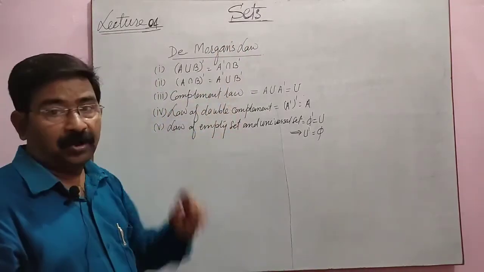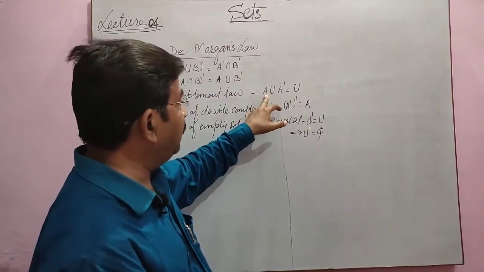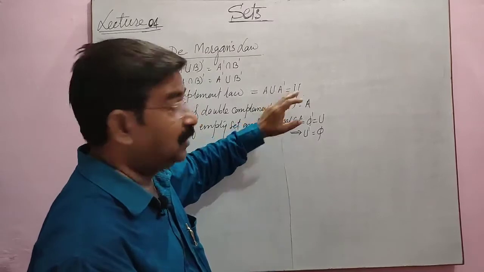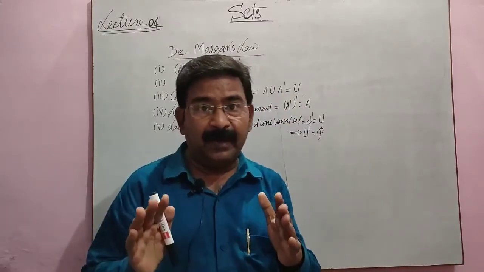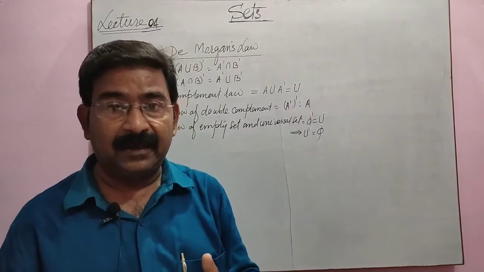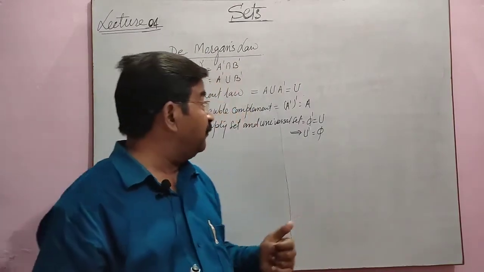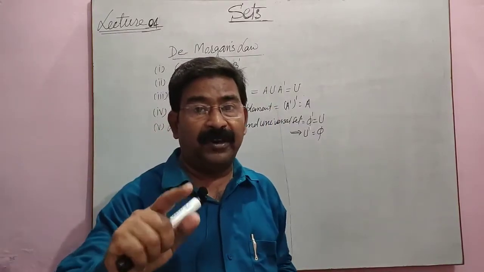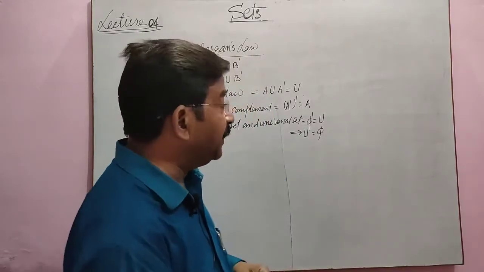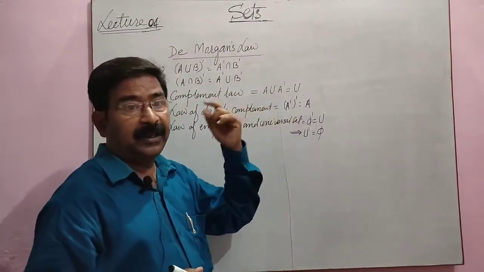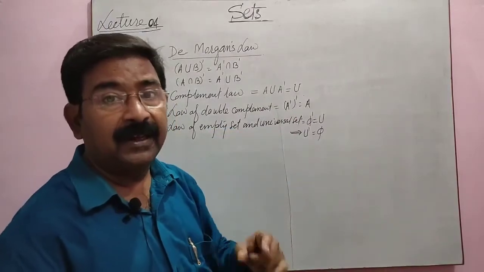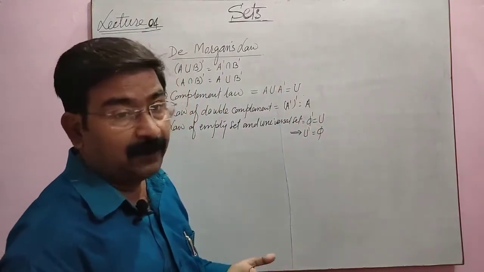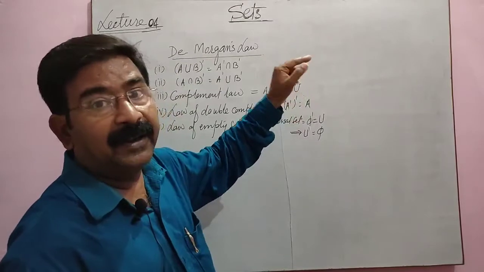Here, complement law means when we find A union A dash. If any element is not found in the set, try to understand, very important point to be noted: if any element is not found in the set, it means that it will be found in its complement. Suppose any element is not in A, so that will be in A dash.